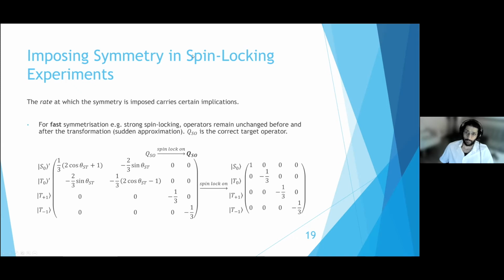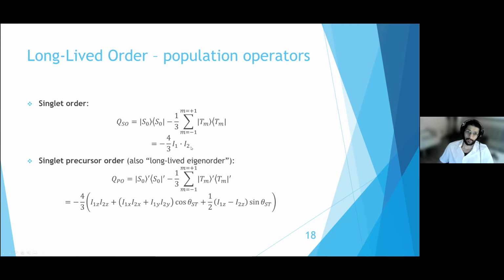So let's look at the example of spin locking experiments. In spin locking experiments, typically the rise time of the spin lock can be on the order of nanoseconds. And let's say when you're doing a fast symmetrization on singlet order, then your operators tend to remain unchanged. This is what's called in quantum mechanics the sudden approximation, because simply your system doesn't have the time to adjust. So you start with singlet order in the beginning, you end up with singlet order at the end. So the operator you have, I1.I2, doesn't change.